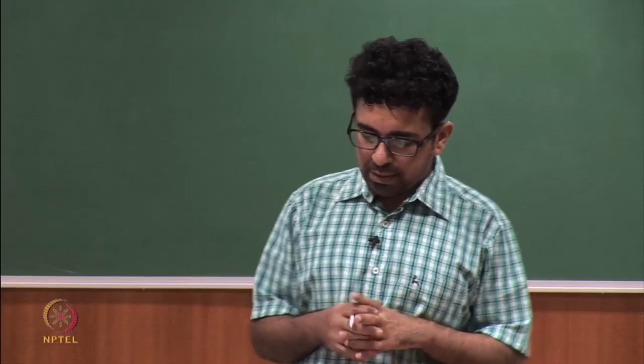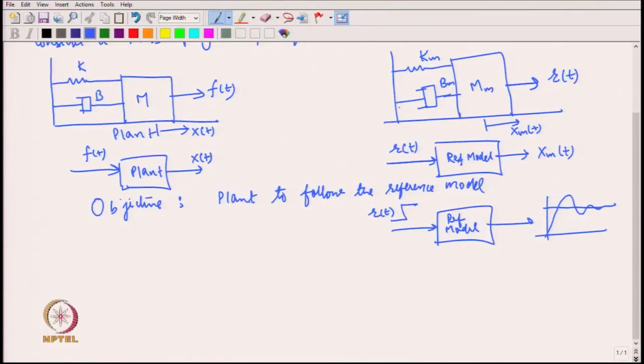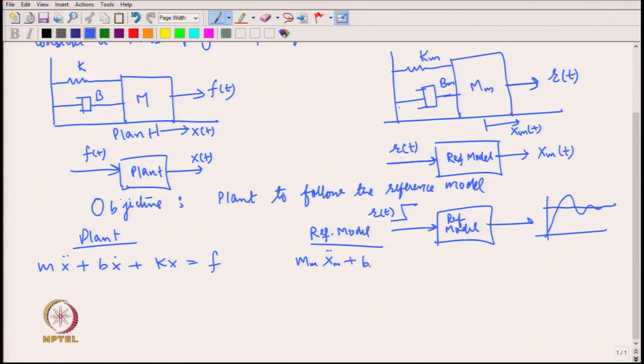We can look at it a little more closely by looking at their mathematical models. For the plant, the mathematical model is given by m x double dot plus b x dot plus k x is equal to f. And for the reference model, we have mm xm double dot plus bm xm dot plus km xm is equal to r.